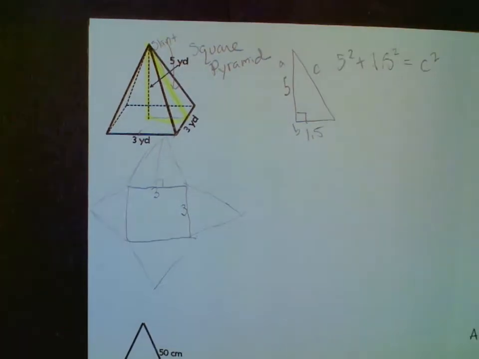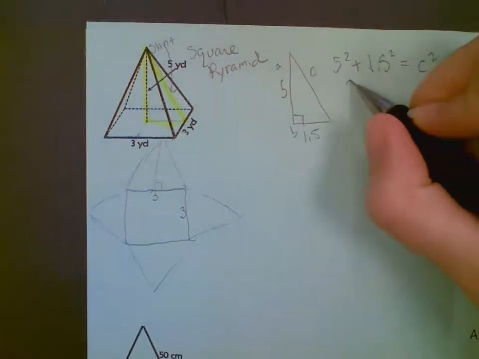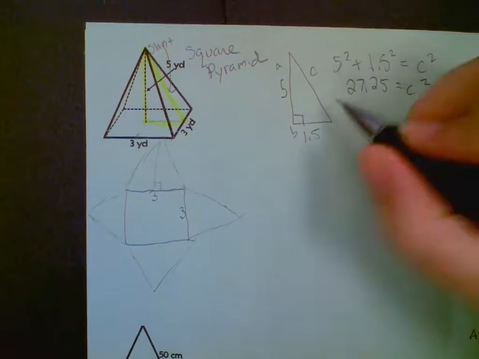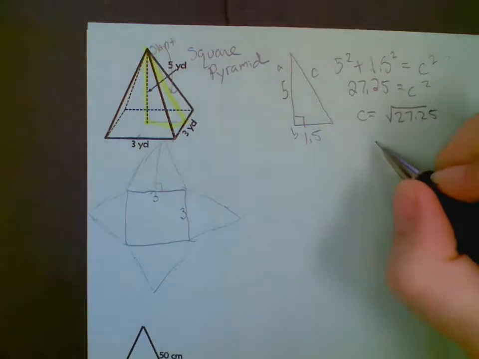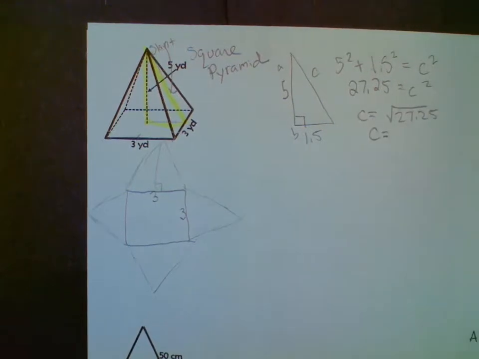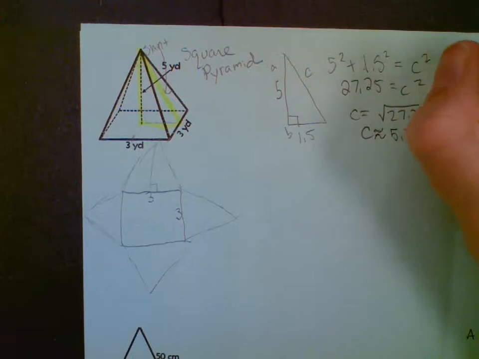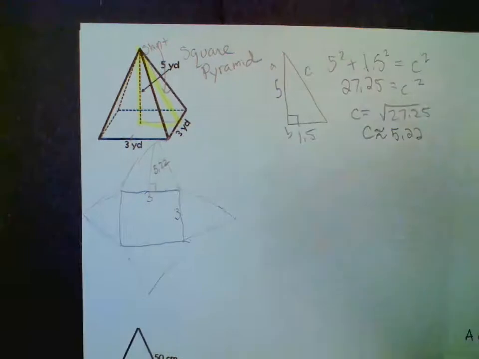Okay, so go ahead and do the math for that to figure it out. When we square and add those together, we get 27.25 equals C squared. So I'm going to let you round it for this one. So C would be approximately 5.22. So that means the height of our triangle is 5.22.